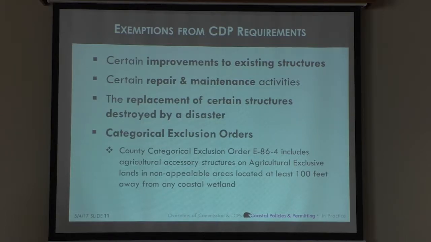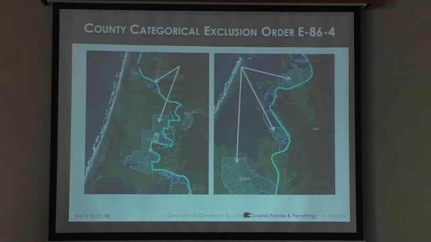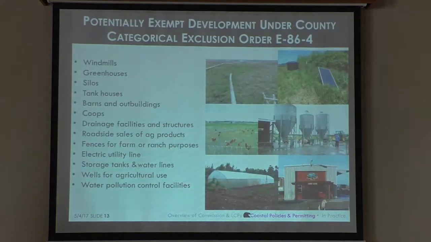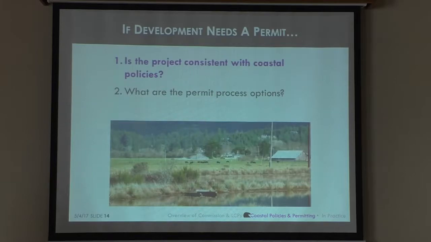There's also a type of exemption where the commission can approve a categorical exclusion order in a local jurisdiction. For instance, Humboldt County has excluded agricultural accessory structures from needing a permit in certain areas, and the commission approved that in the 80s. So it's in specific geographic areas. This is a map from the Humboldt County's online GIS mapping, and it covers a lot of structures. But again, just make sure to check with us to verify that you're covered.